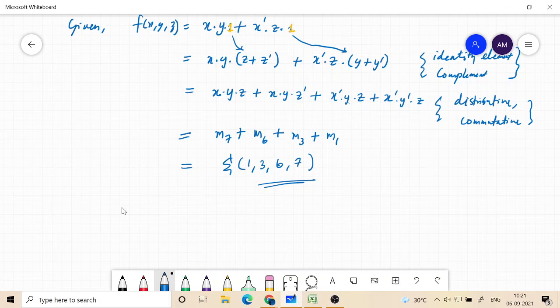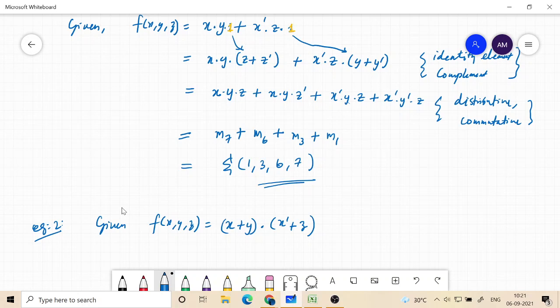Now another example. Let us see example 2. Given f of x, y, z is equal to (x plus y) dot (x dash plus z). This is another example.